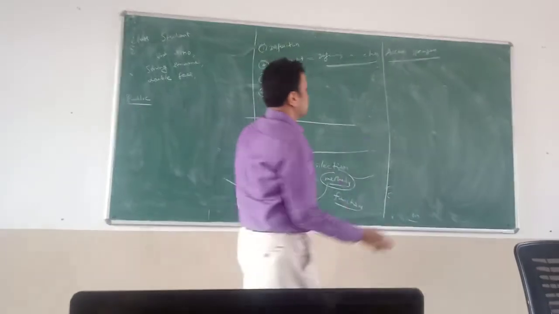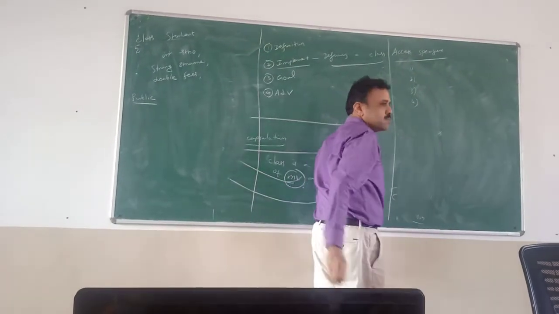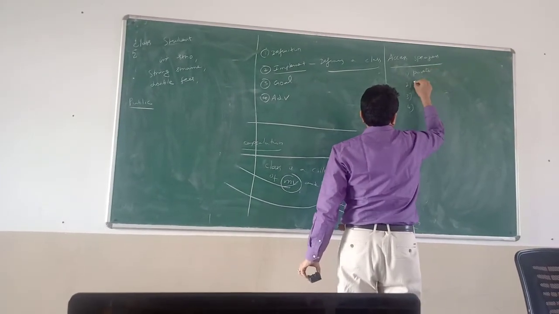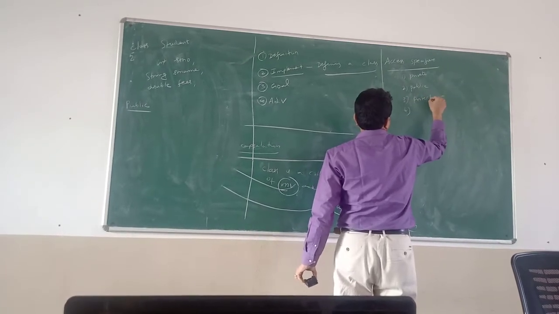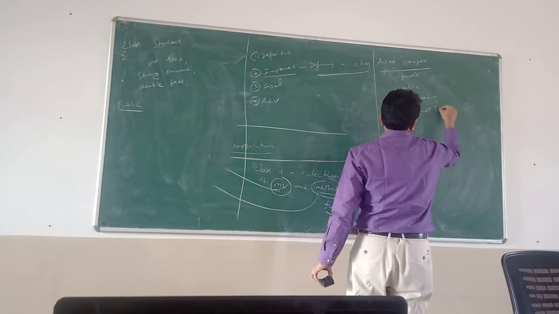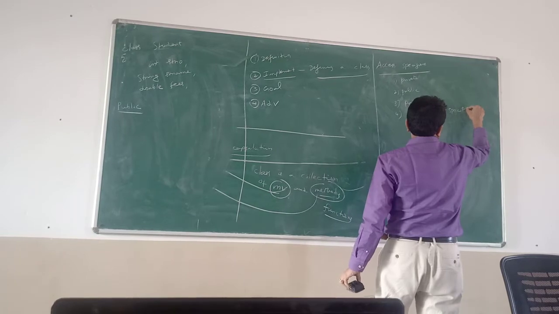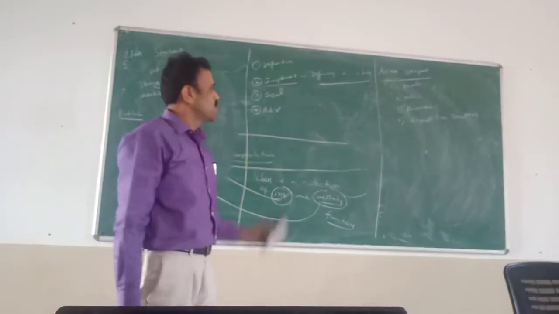When you talk about access specifiers, in Java we have 4 access specifiers. What are they? Private, public, protected, default. This default is a no access specifier, no specifier. So we have 4 access specifiers.